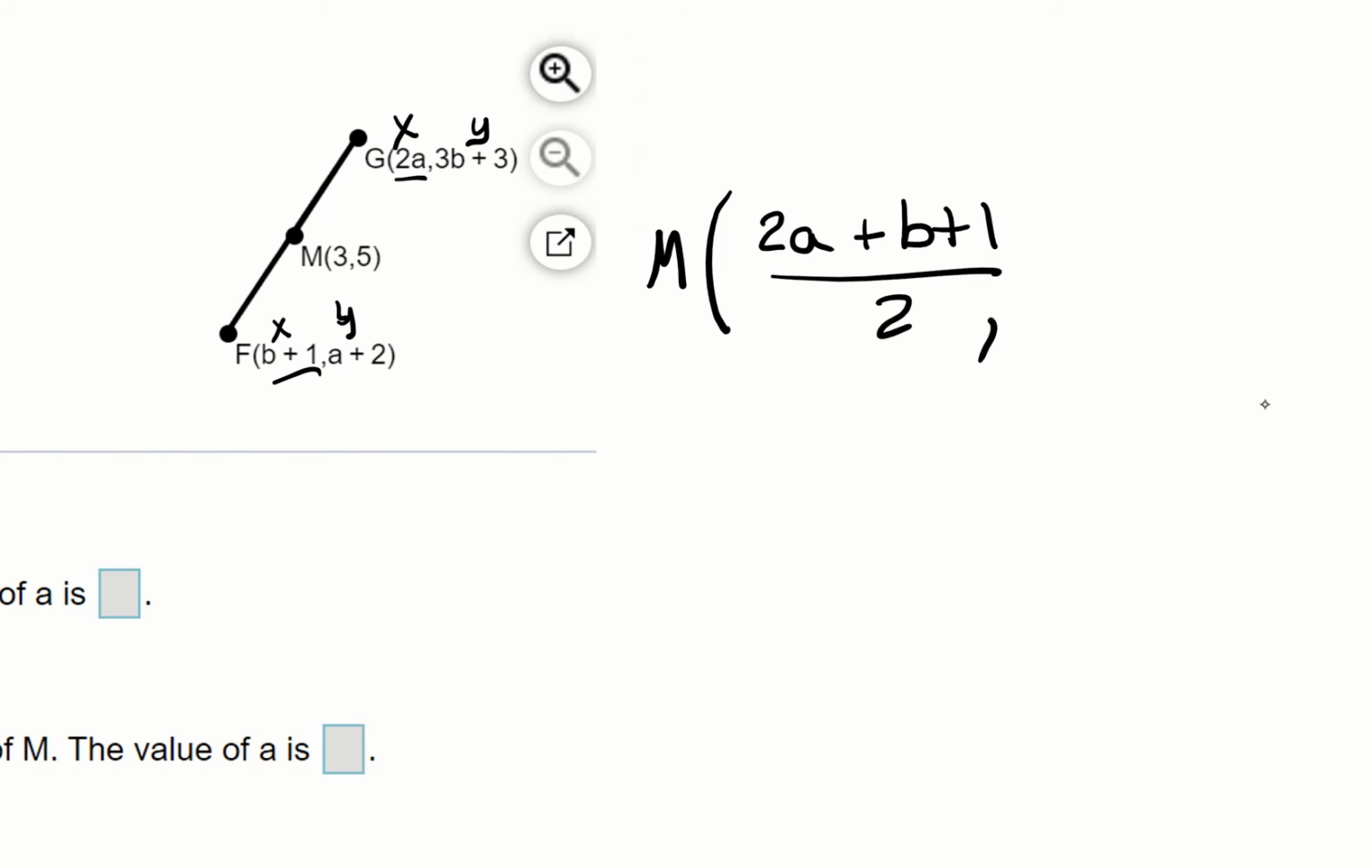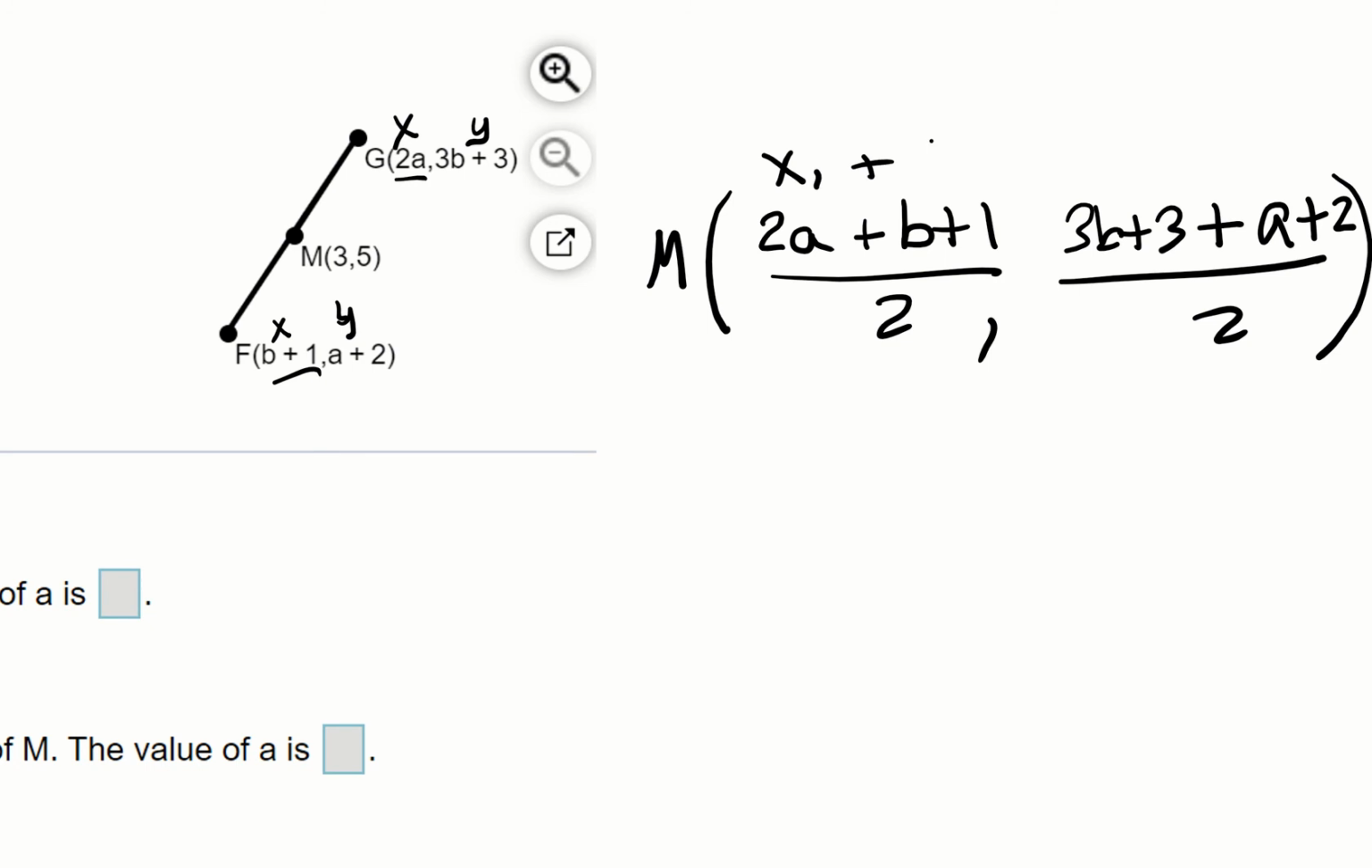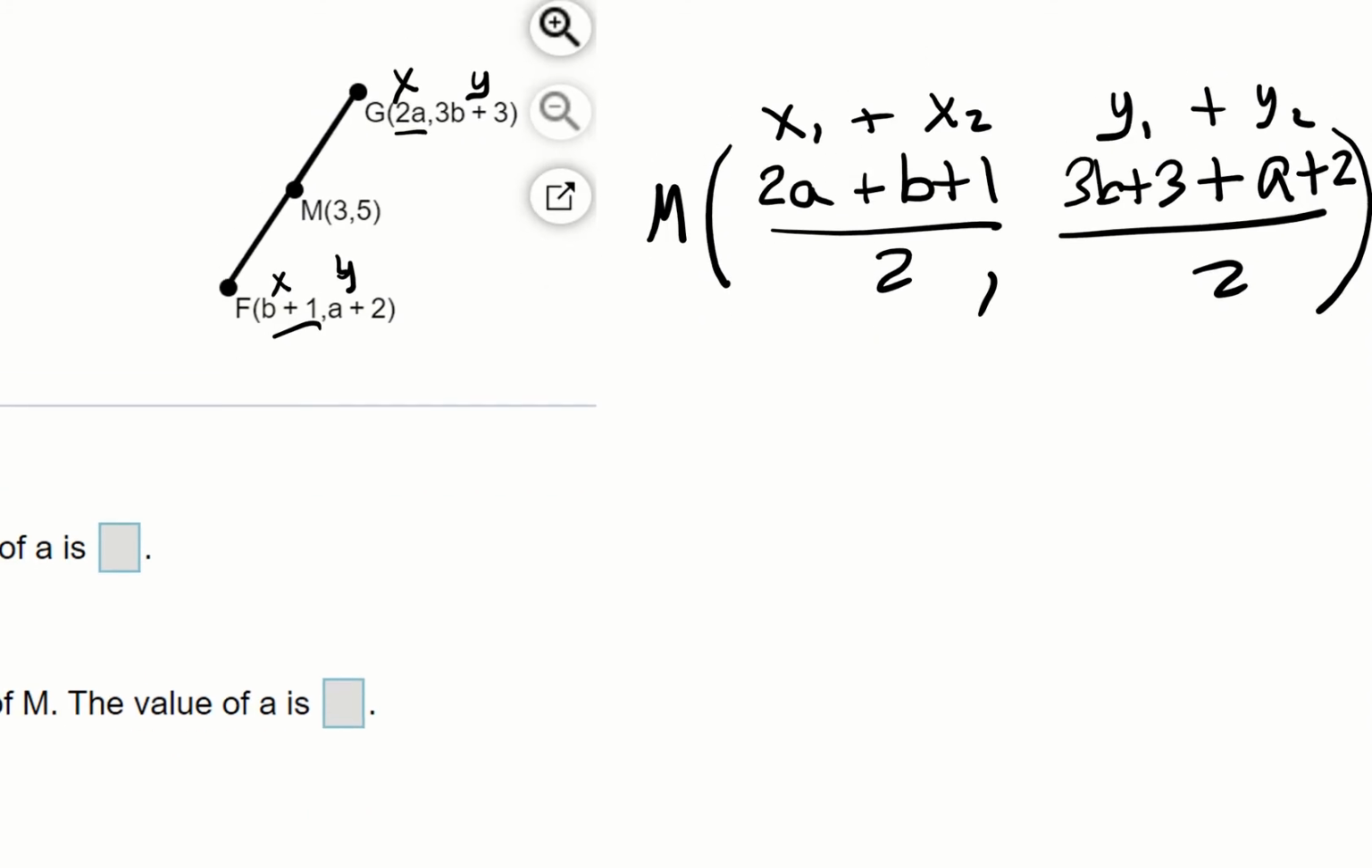Now we're going to do the y's. The first y is 3b plus 3. My next y is a plus 2. I'm going to divide that by 2. All right, so there's our formula, right? We added the x's together. This is x1 plus x2, divide that by 2. y1 plus y2 divided by 2. That's the formula. So now we're going to actually figure out what this is.